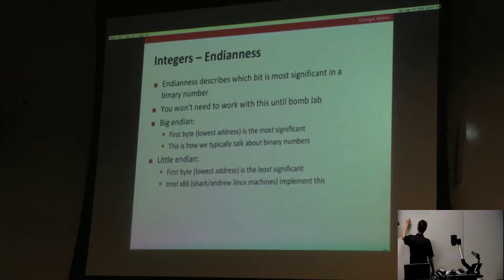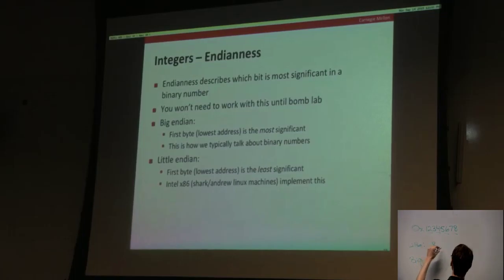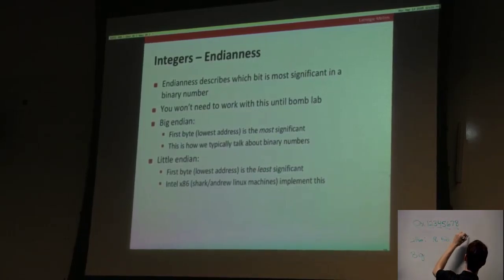So in little endian, it's the least significant bytes that are stored first in memory. So in memory, this is actually going to show up as the 78, and then the 56, and then the 34, and then the 12. And if you don't know that's happening, you'll get confused because you'll read this off as 78, 56, 34, 12, and that's not the same as this. In big endian, we store the most significant byte first in memory, and it reads off the way we normally would. However, the Intel systems that we'll be using, that are used pretty much everywhere, do it the little endian way. So in BombLab, you will have to worry about this and make sure that you are not accidentally interpreting it as a big endian number when it's little endian.